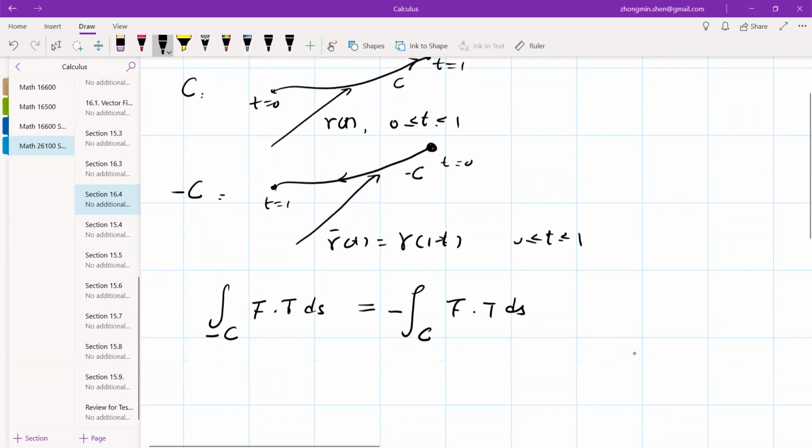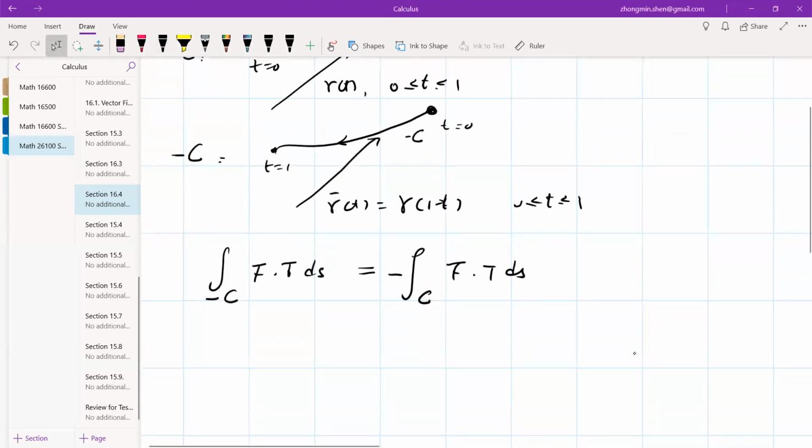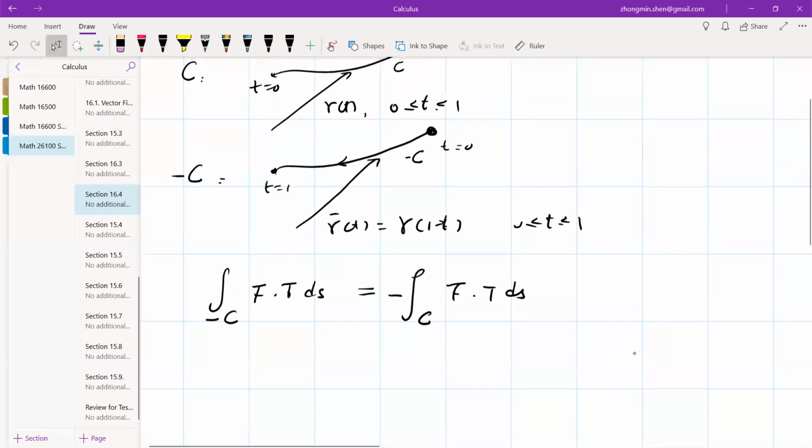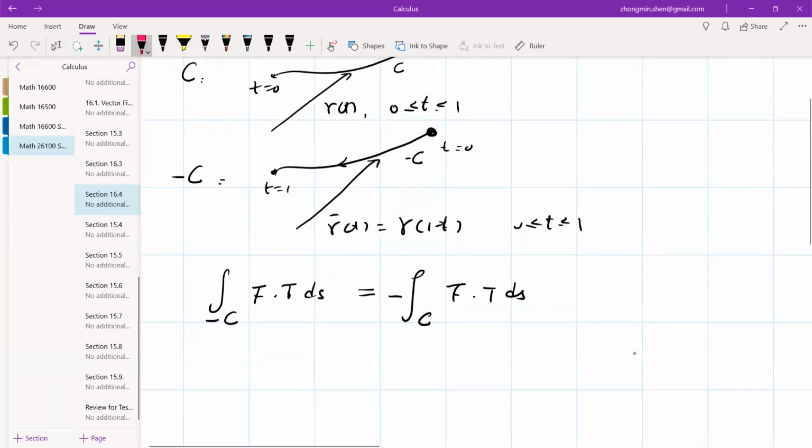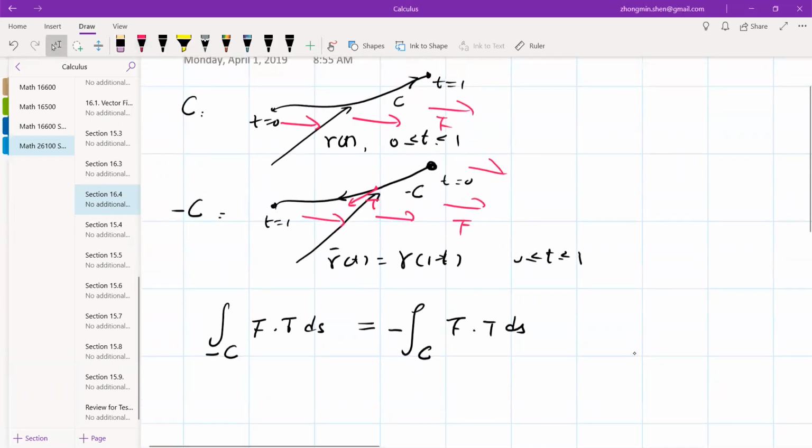So how do I see that? T is going to be the vector field, the same vector field F. And in this case, T is the tangent vector to the curve, in the same direction as the orientation of the curve. And here, T is in that direction.